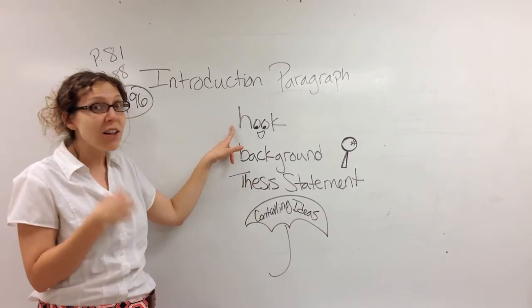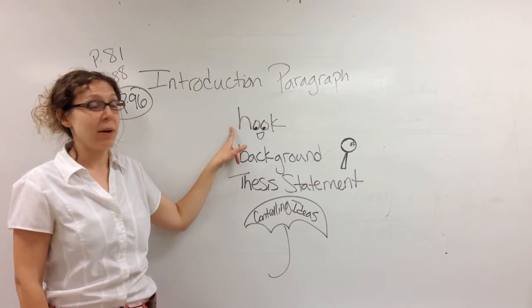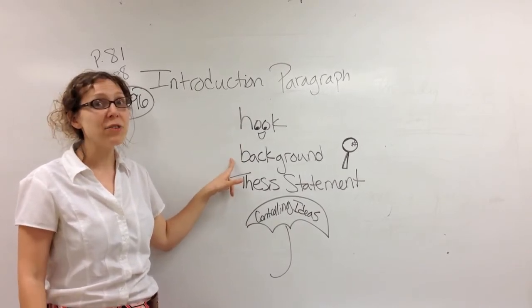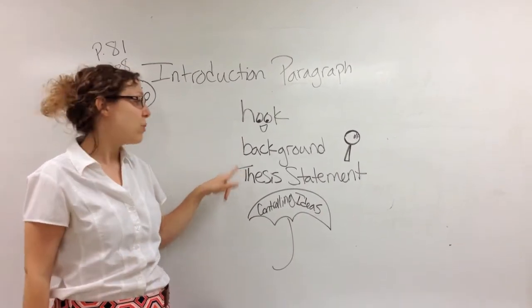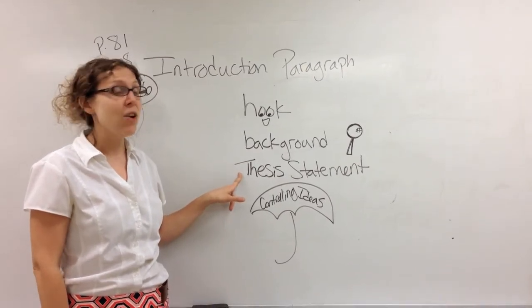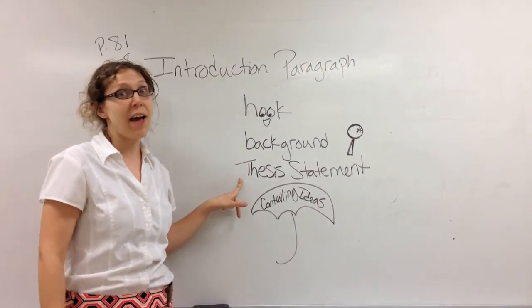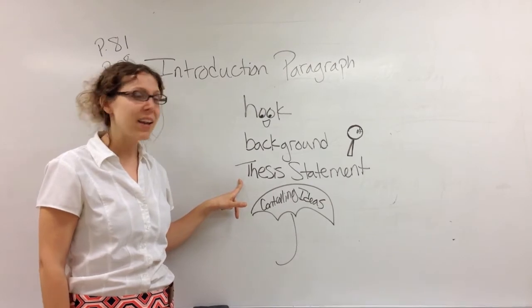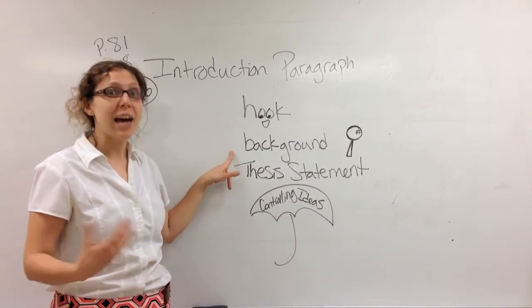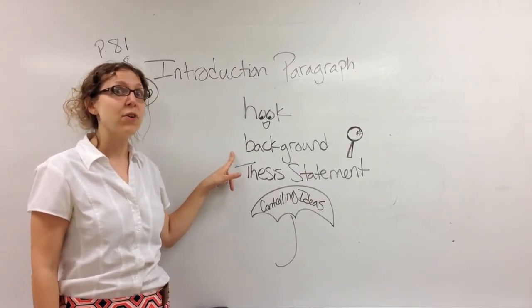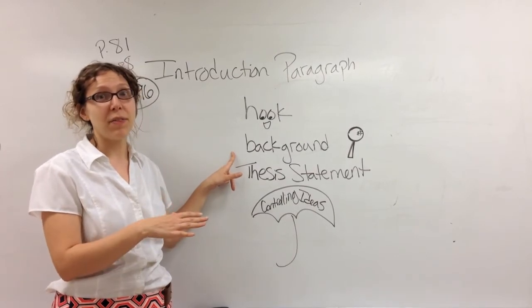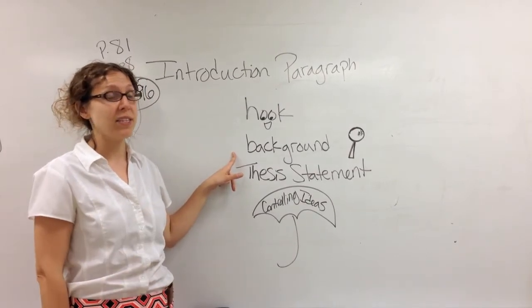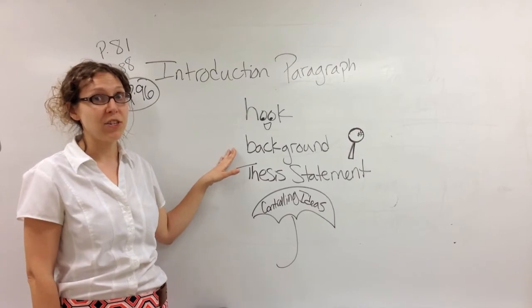So the hook is all about getting your reader interested in the topic. The background is how to get the reader to understand what your thesis statement is going to say. When they read your thesis statement, they shouldn't have any questions like, well, what does that mean? So any vocabulary or the time period that you're talking about in your life or some kind of information that's important to understand the rest of your essay should all be in that background information.